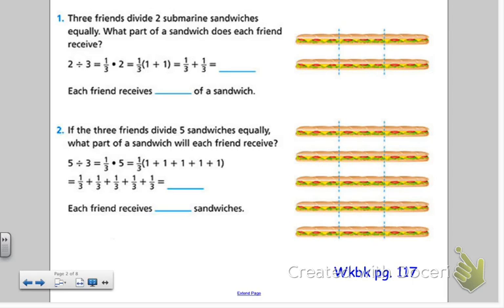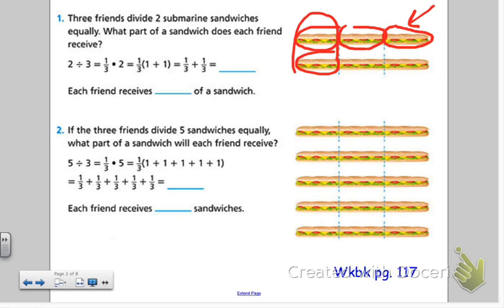So if you look to the right, you can see we have our 2 sub sandwiches. And think about it, if you have one sub sandwich, like this one here, and you were to break it apart into thirds so that each of the 3 friends would get a piece, each friend would get 1/3. But we have 2 sandwiches, so that means each friend would actually get 2/3. 2/3 for friend 1, 2/3 for friend 2, 2/3 for friend 3.